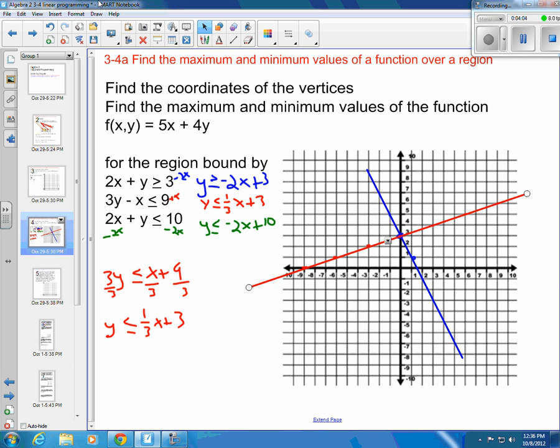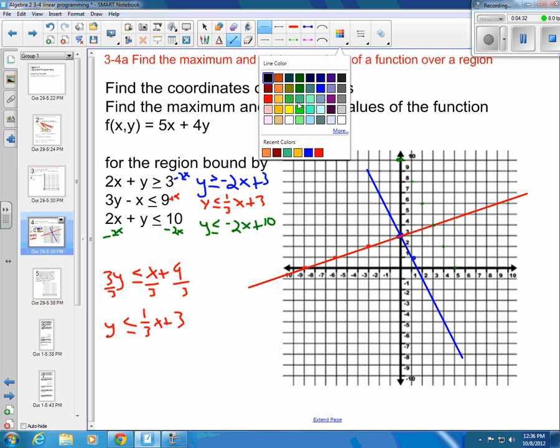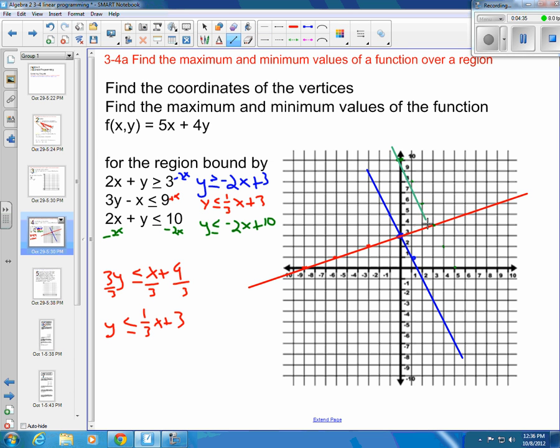And then my third one I'll do in green. The third one has a y-intercept of 10, so we're all the way up here, right? And we're coming down 2, forward 1, down 2, forward 1, down 2, forward 1, down 2, forward 1, down 2, forward 1. And grab a green line and put that one on the graph.